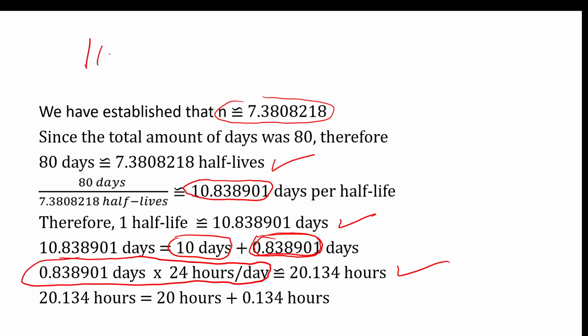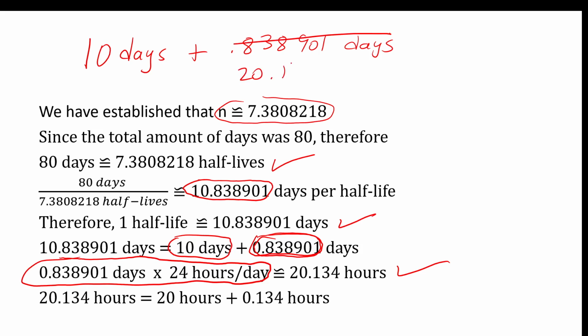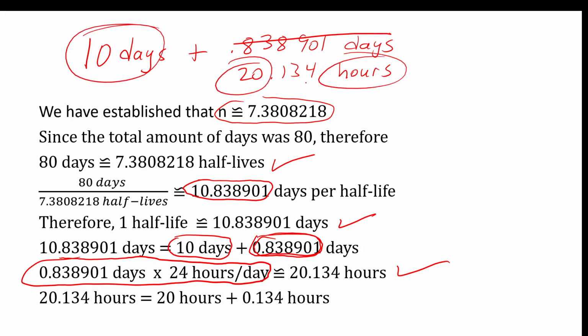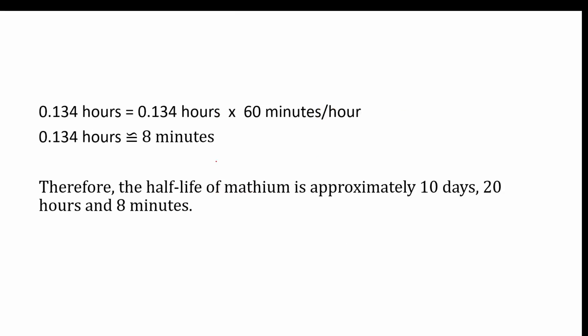So what we know is there have been 10 days plus 0.838901 days. But we just said 0.838901 days is 20.134 hours. So we know our final answer is going to be 10 days and 20 hours plus whatever 0.134 hours works out to in minutes. Well, 0.134 hours multiplied by 60 minutes in an hour is roughly 8 minutes. So we can say the half-life is roughly 10 days, 20 hours, and 8 minutes.